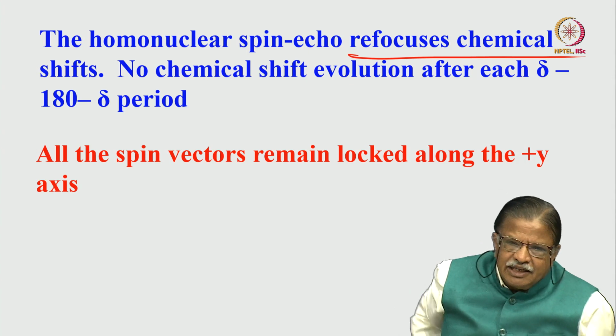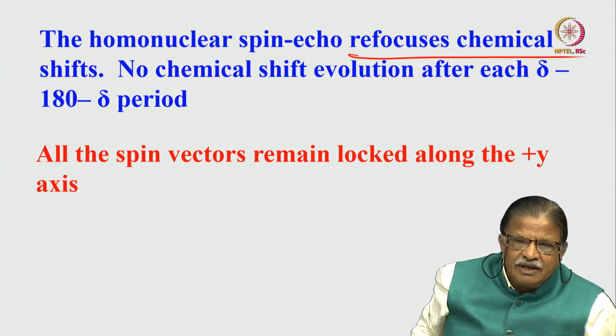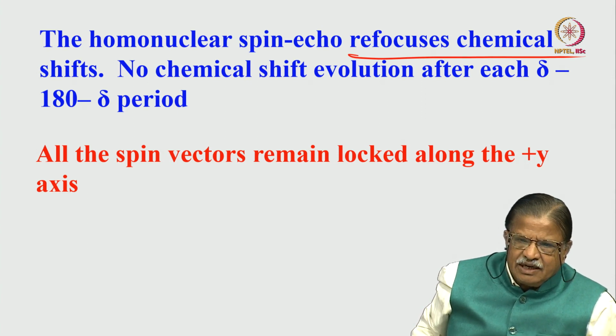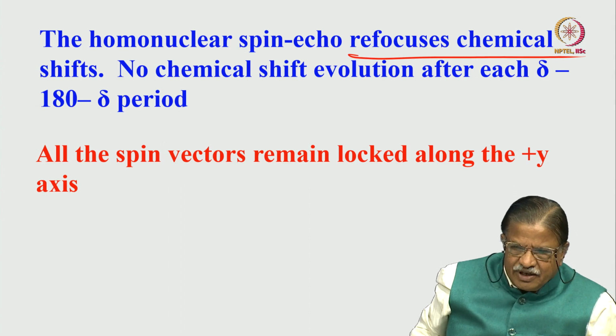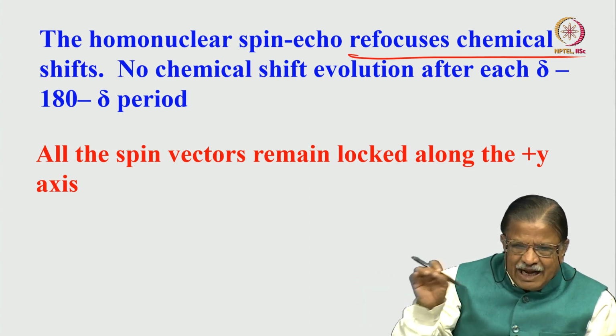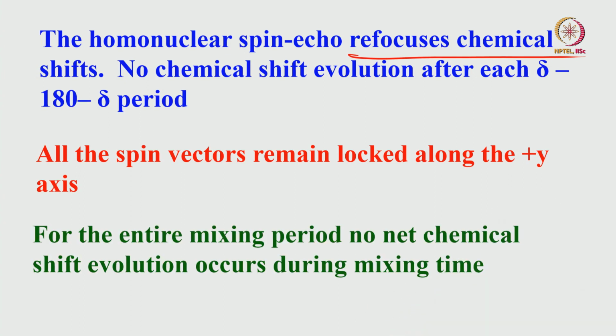Okay. All the spin vectors then remain locked along the y axis because there is no evolution, it does not move. When there is no chemical shift offset, it does not start precessing, it gets locked along the particular axis in which you are applying the RF pulse, the mixing pulse. For the entire mixing period, that means there is no net evolution of the magnetization, the entire mixing time.